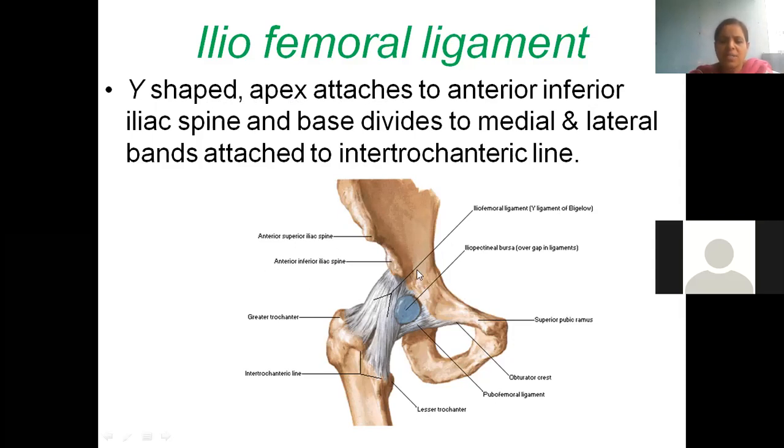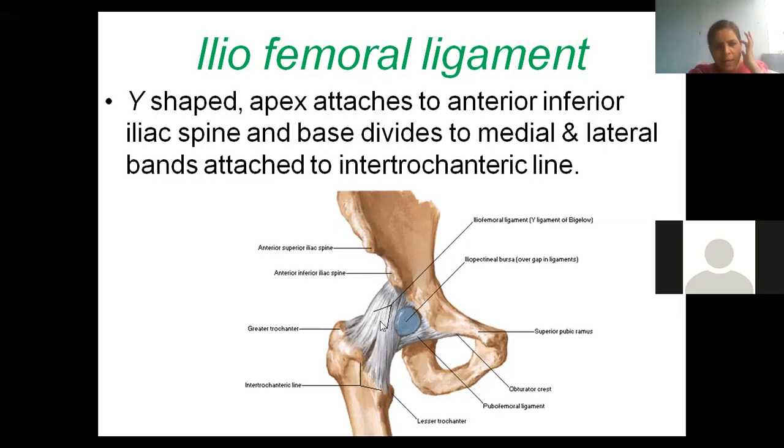The apex is attaching to the, what is this name of the spine? Anterior inferior iliac spine. So the apex is attached to the anterior inferior iliac spine, and the base is dividing into this medial and lateral bands, which are attached to the intertrochanteric line, which is seen anteriorly. In the femur bone, the bony parts, you call this as greater trochanter, this as lesser trochanter, this is intertrochanteric line. So this inverted Y-shaped ligament is extending between the anterior inferior iliac spine to the intertrochanteric line, and it has medial and lateral bands. Near to the midline, you call this as medial band, and away from this, you call it as lateral band.